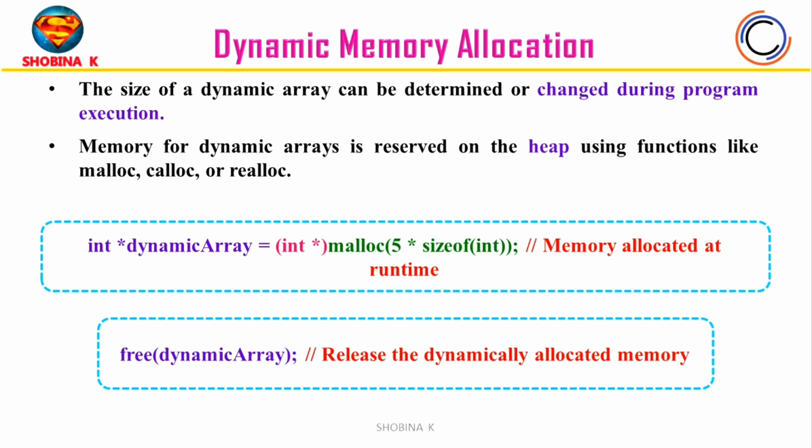Remember, when you are done using this dynamically allocated memory, it is important to free it using the free function to prevent memory leaks. For example, free(dynamic_array). This statement is crucial for releasing dynamically allocated memory. When you call this function, it tells the operating system that you are done using the memory block pointed to by dynamic array, and the system can reclaim that memory for future use. By releasing memory with free, you can ensure that your program uses memory efficiently by returning the unused memory to the system for other processes or future allocations.